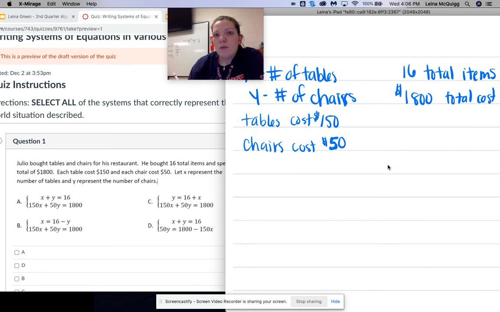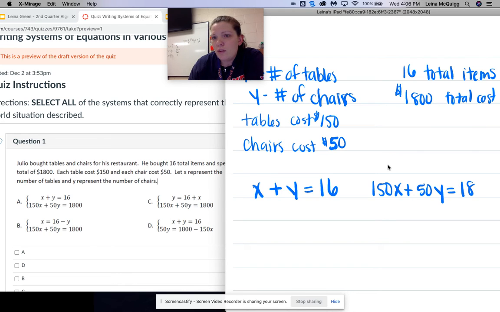Well, we have the number of tables plus the number of chairs has to total up to 16. So there's one of my equations. And then we have the total cost of tables, so 150 times X, plus the total cost of the chairs, so 50 times Y, has to equal $1,800. Okay?